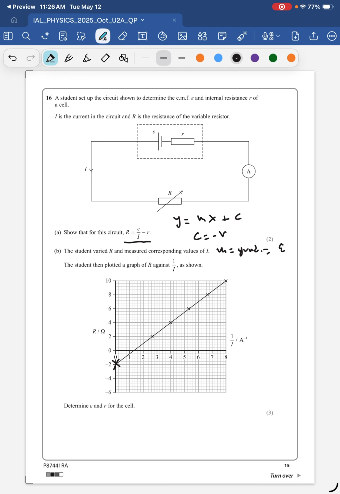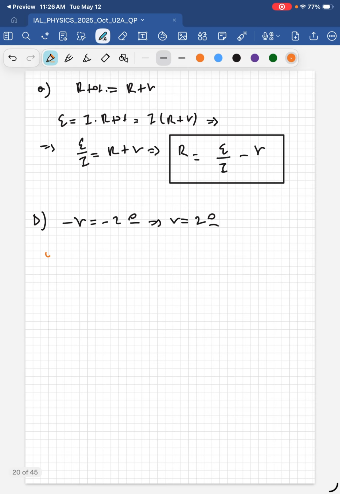Now for the gradient, I'm going to choose this point and this point. Any 2 points will work, but we need this delta R and this delta 1 over I to calculate the gradient, and the gradient is the EMF. So the gradient is delta R over delta 1 over I. So 10 minus 4 over 8 minus 4. So 3 over 2, which is 1.5 volts, which is equal to the EMF. Okay, so that's the answer.